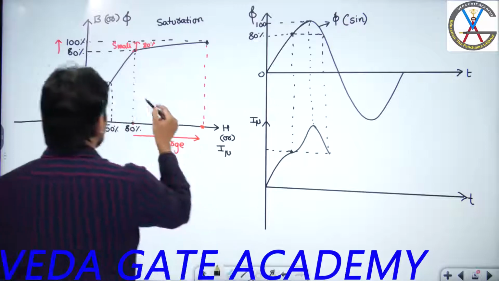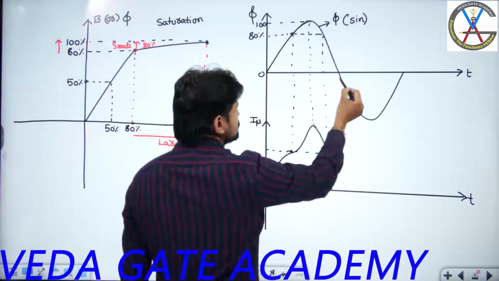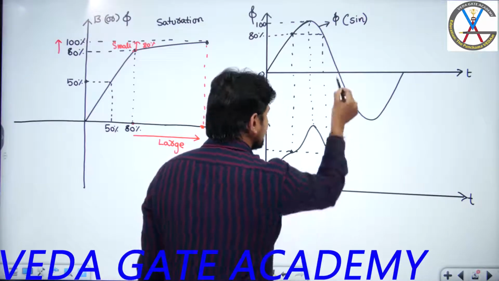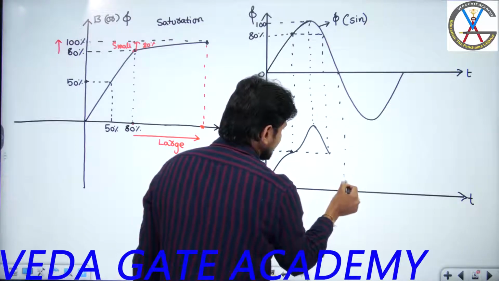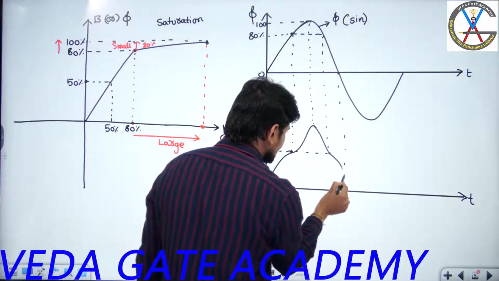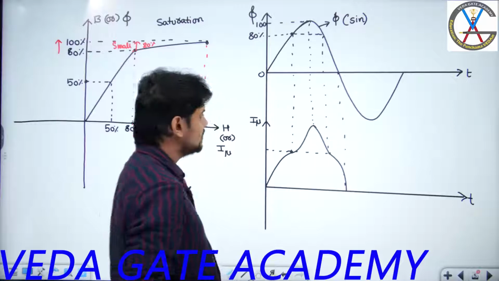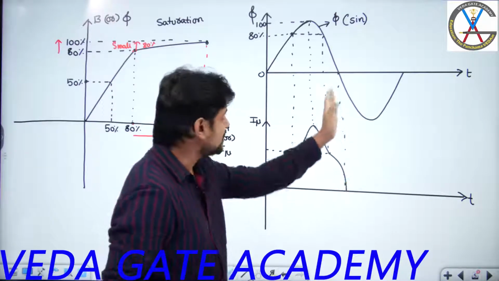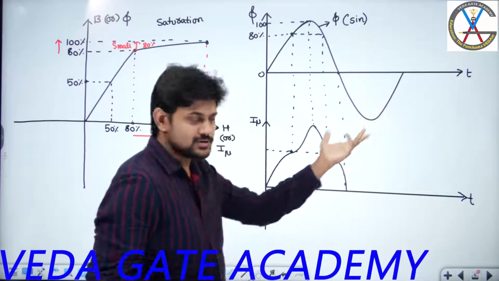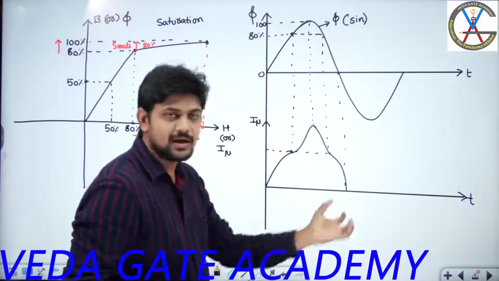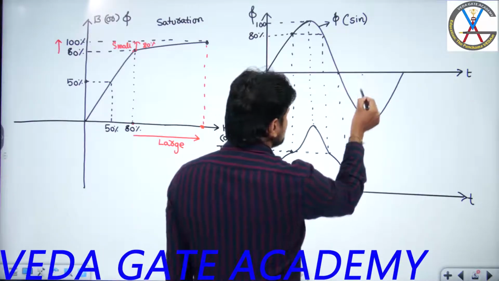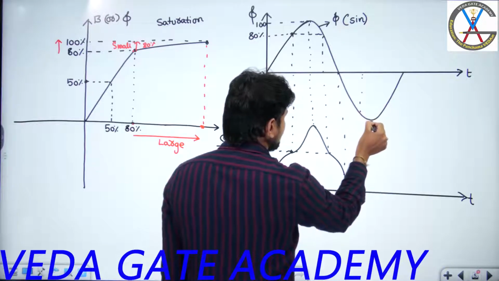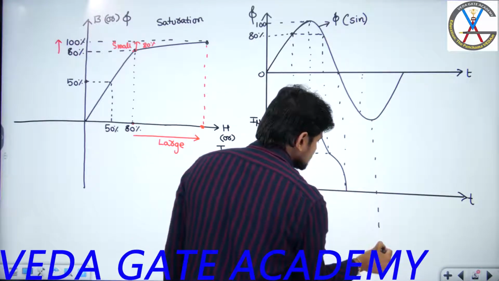Now again from 80 to 0, it will be decreasing in this fashion, a sinusoidal fashion. Now the same shape will also come in the negative half cycle. So let us assume that up to 80%, this is 100%, so you will get a spike.